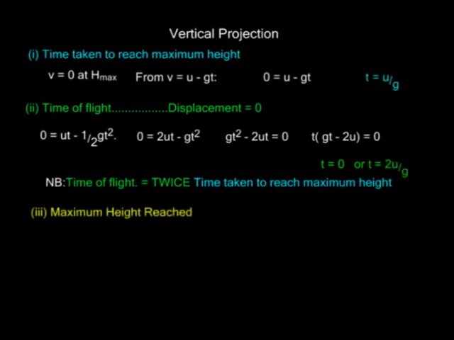Finally, maximum height reached. Now, the maximum height is attained when the final velocity v is equal to 0. Therefore, v squared is equal to u squared minus 2gs reduces to 0 is equal to u squared minus 2gh. Therefore, 2gh is equal to u squared. And hence, h is equal to u squared over 2g, where h is the maximum height attained.